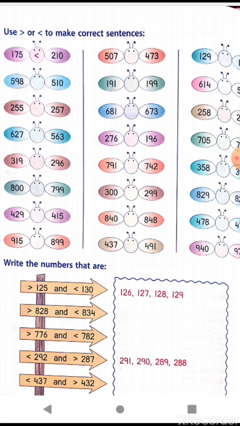The only difference is, when we are writing the numbers greater than and less than, then we are writing in forward counting, and here we are writing in backward counting.